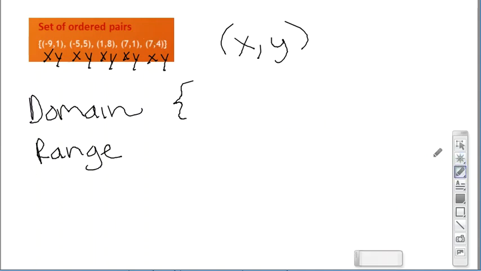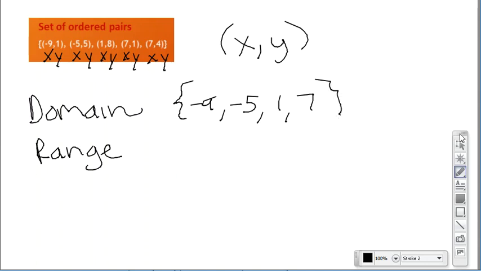So let's go ahead and list the domain. We have -9, -5, 1, and 7. We don't need to list 7 twice. And then let's go ahead and list our range as a set. Okay, so our range is 1, 5, 8, 1 again, and 4.